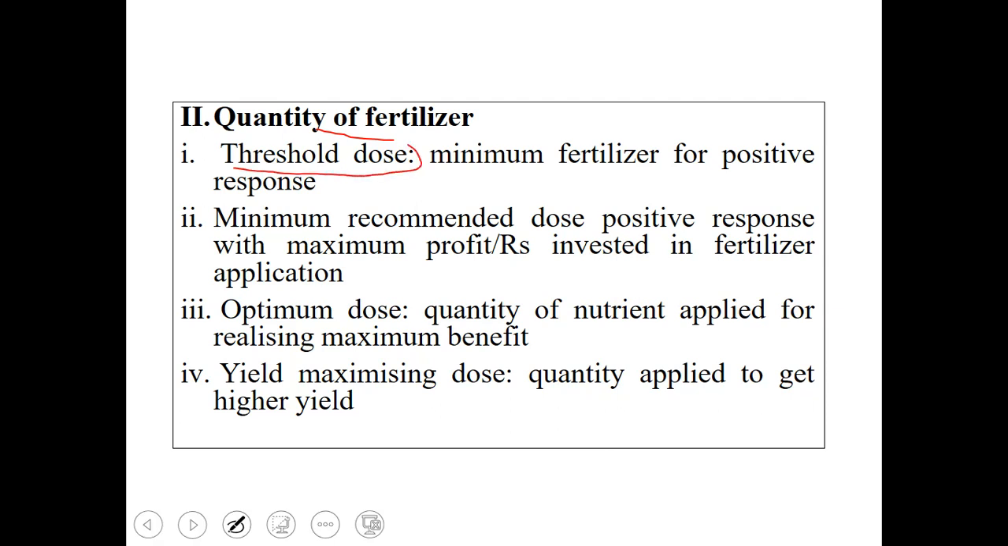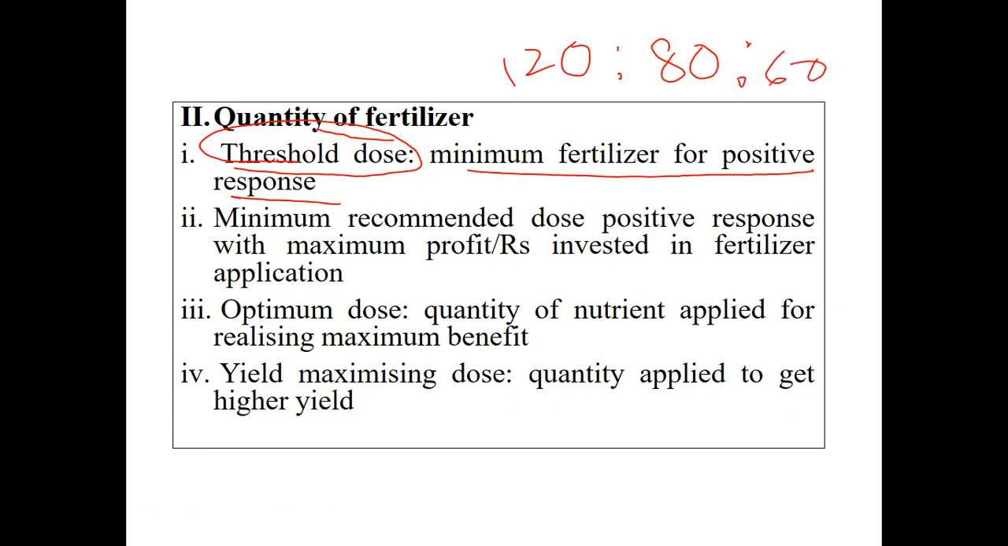So one is threshold dose. Threshold dose means minimum fertilizer for positive response. That means we'll take that same example, like 120, 80, 60 is the recommended rate. So this 120 is based on the soil testing, this we know, right? So this is the minimum fertilizer which will give positive response. If we increase this rate of fertilizer, that will lead to the toxicity and ultimately the death of the plant. So that we have to look after. That is threshold dose, which means minimum fertilizer.